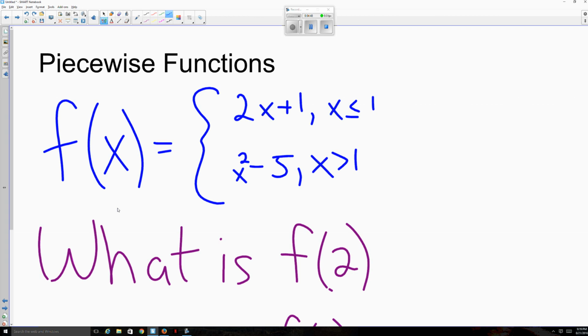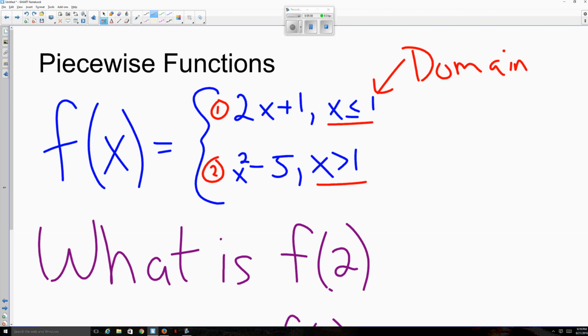Last thing we're going to talk about is piecewise functions. So this has two pieces here, and this is, I'm going to guess, new to a lot of you. The key thing here is this tells us where in the domain it is. So part 1 right here is only good when x is less than or equal to 1, and part 2 is good when x is greater than 1. I'm going to guess that you've done a little bit of this, so I'm going to show you what this graph looks like.